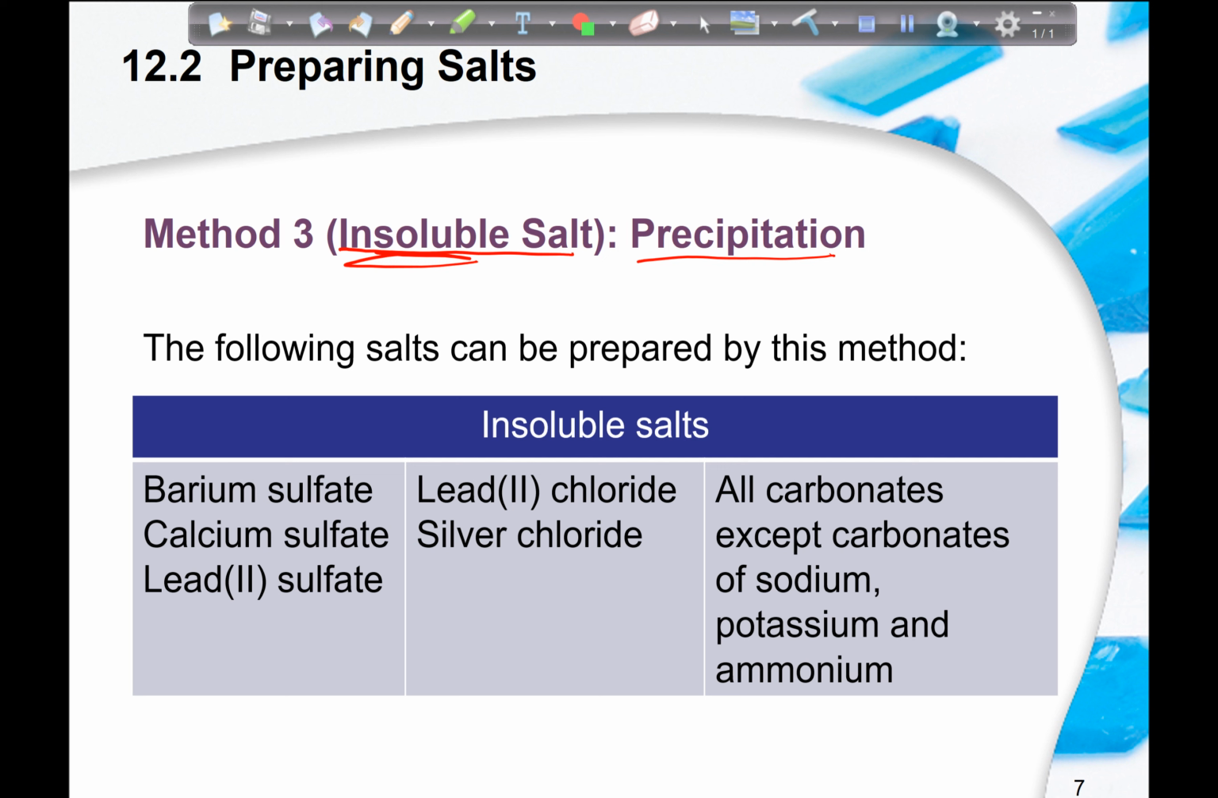For example, we know that all sulfates are soluble except for calcium, lead and barium, so these are insoluble. All chlorides are soluble except for lead and silver. And all carbonates are insoluble except for sodium, potassium and ammonium. So this is basically a recollection of your solubility table.